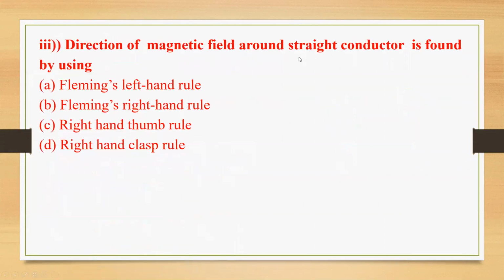Direction of magnetic field around a straight conductor is found by using, yes, just now I told, right hand thumb rule is the correct one, which we use to identify the direction of magnetic field. Either it is a solenoid, a straight conductor, or a circular loop or conductor, wherever, we use the right hand thumb rule to identify the direction of magnetic field. Okay, move to the next question.